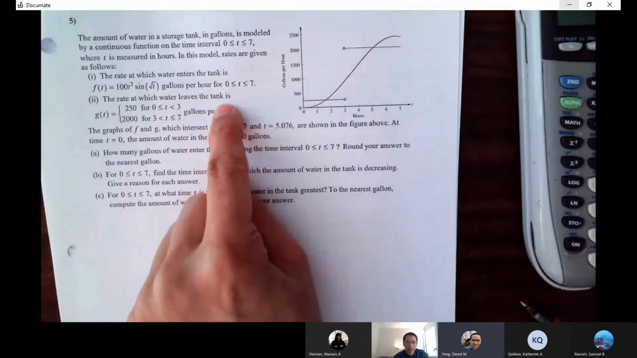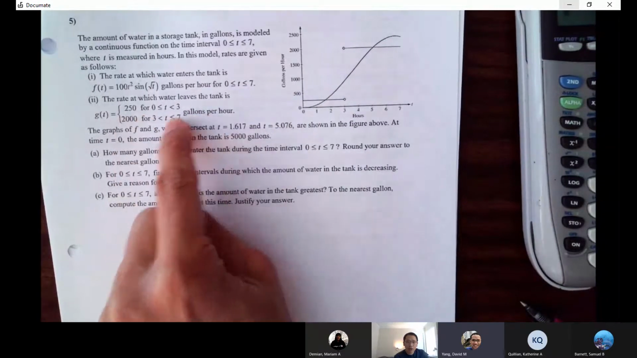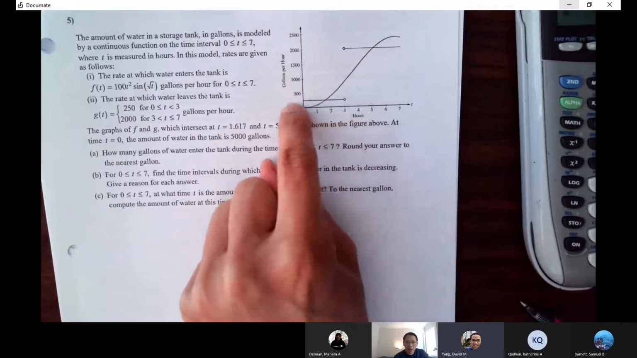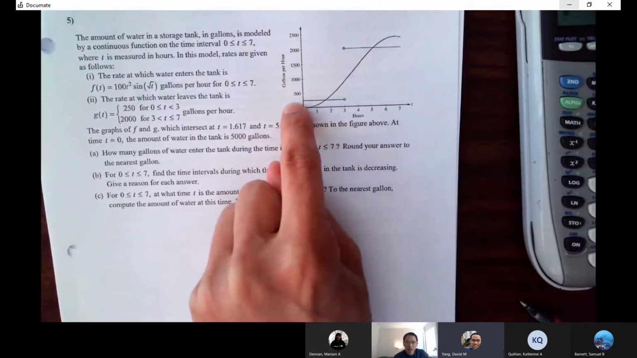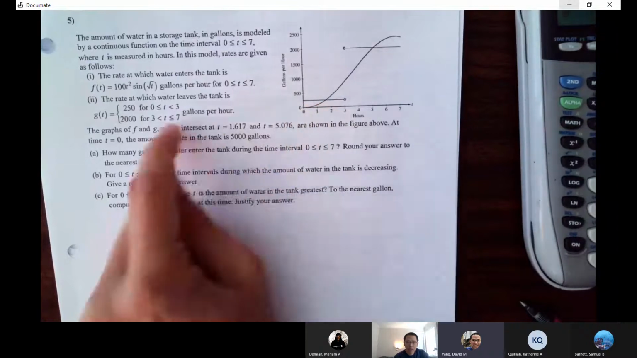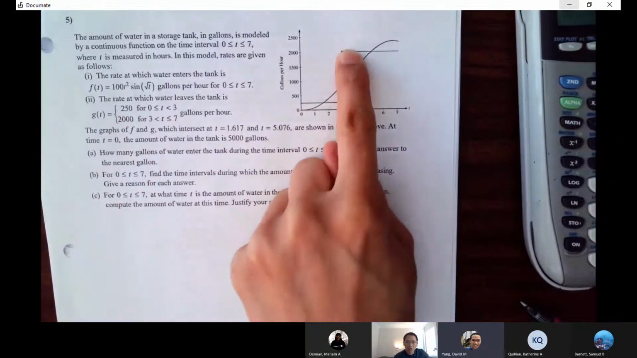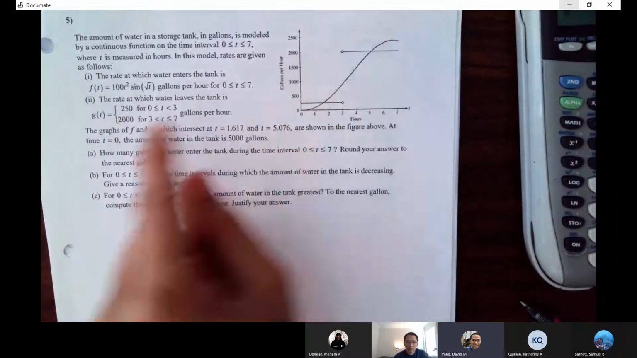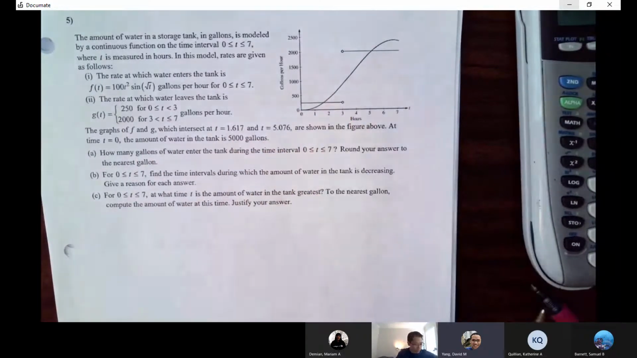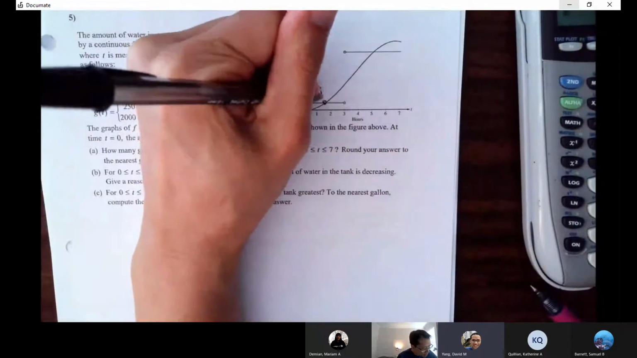The rate at which water leaves the tank is 250 gallons per hour between 0 and 3 hours. So water is leaving the tank at this rate of 250 gallons per hour. But then after 3 hours, they're going to switch it to be a lot more. All of a sudden, it's going to jump directly from 250 to 2,000 gallons per hour. The graph of f and g intersect at t equals 1.617 and t equals 5.076. I'm going to identify those t values there.